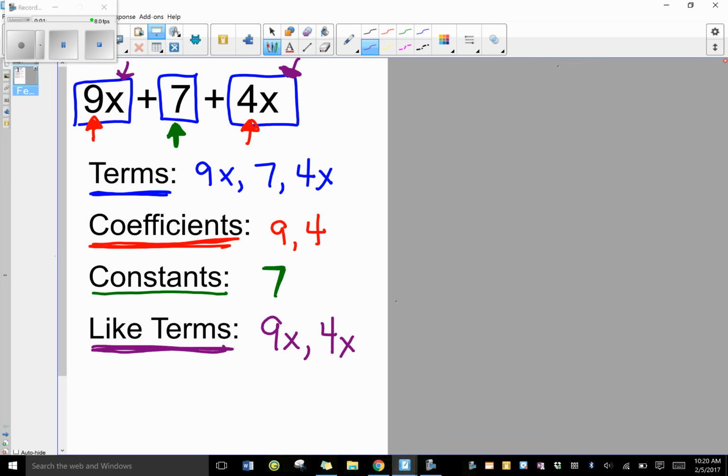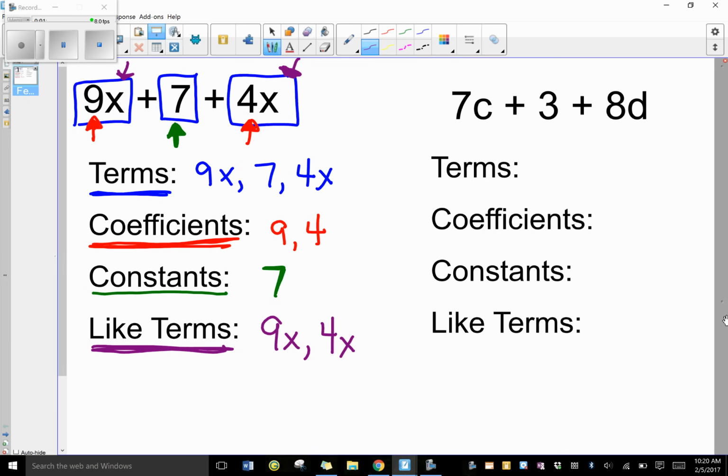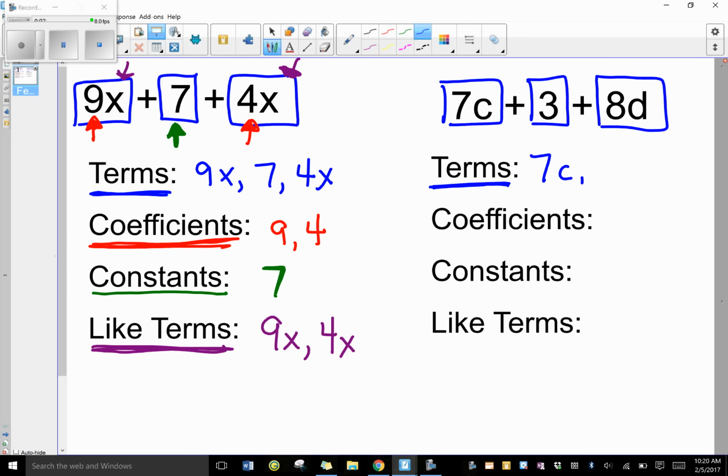All right, so now we have one more example. Let me slide my shade over. And I want you guys to help me as we go along. So, how many terms do we have in this example? Let's underline in blue again to keep everything similar. If you said 3, you would be correct. We have 3 terms in this example. They are 7c, 3, and 8d.